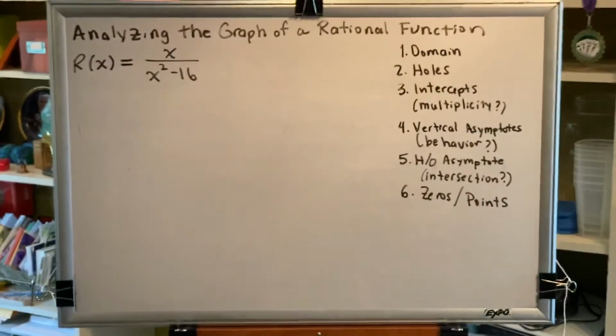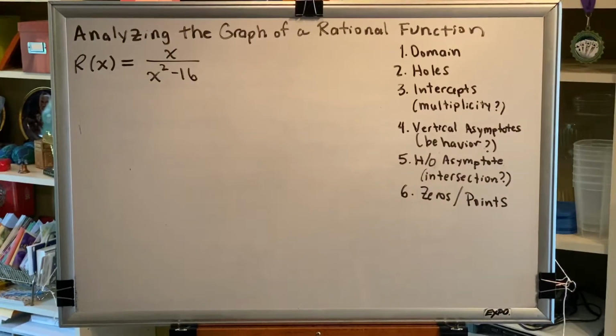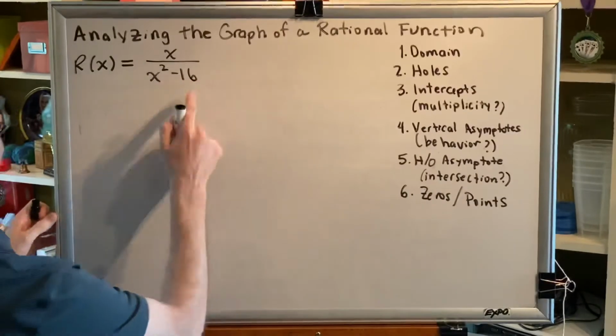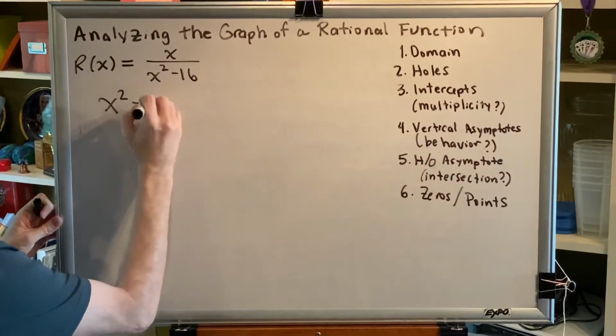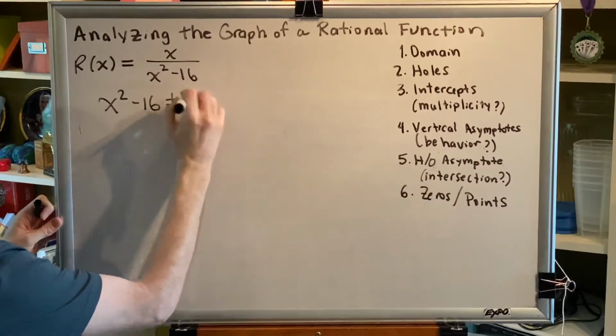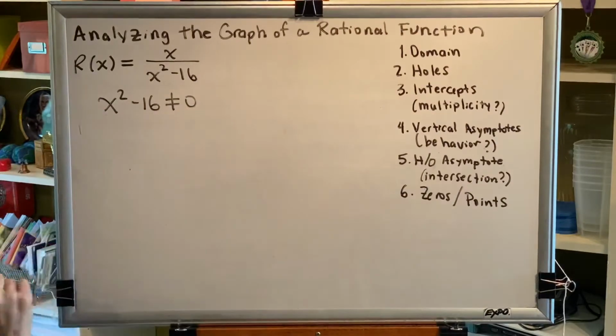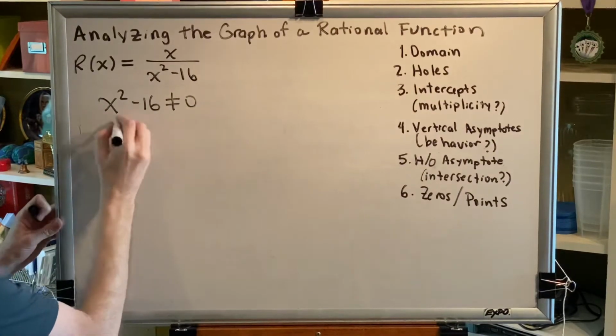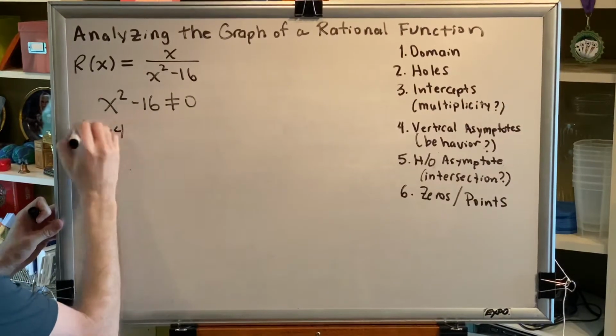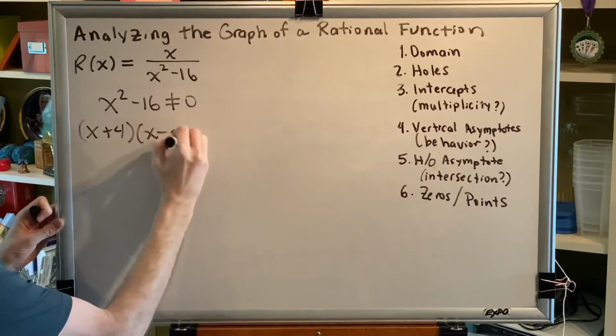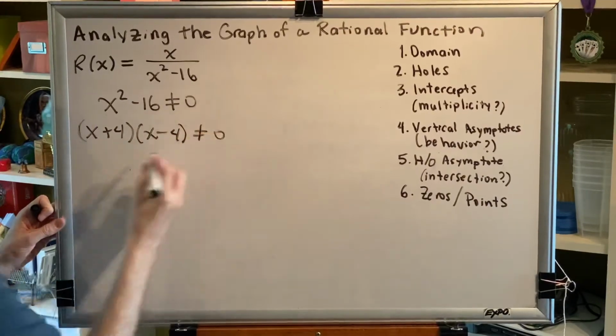All right, so domain. The first thing we're going to do is factor the denominator. Our denominator is x squared minus 16. We have to make sure that it is not equal to 0, because for a domain, we're not allowed to divide by 0. When we factor this difference of squares, we get x plus 4 times x minus 4, so those are both not equal to 0.